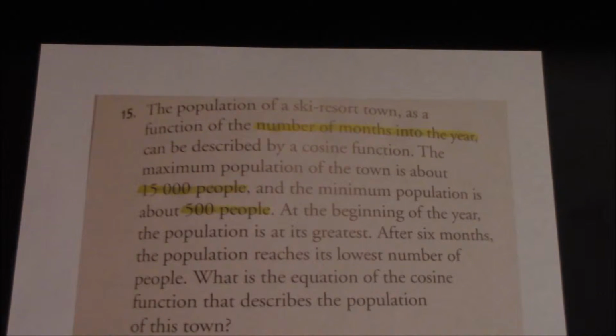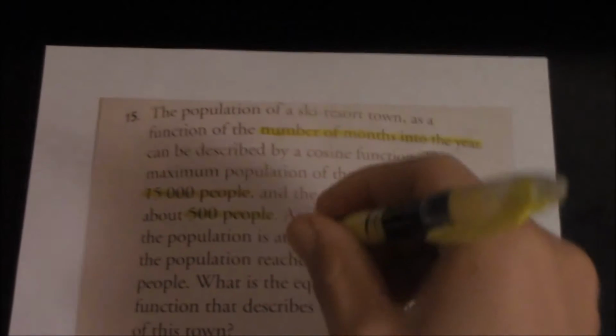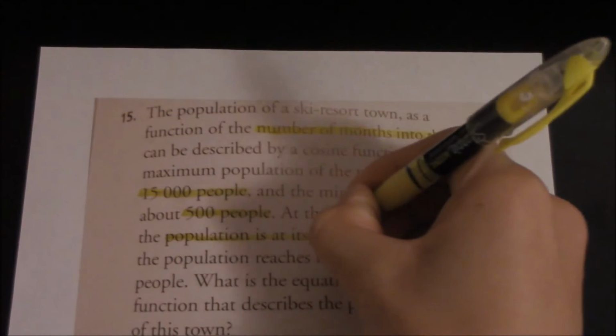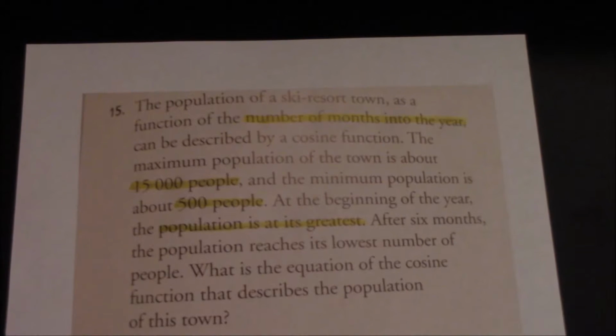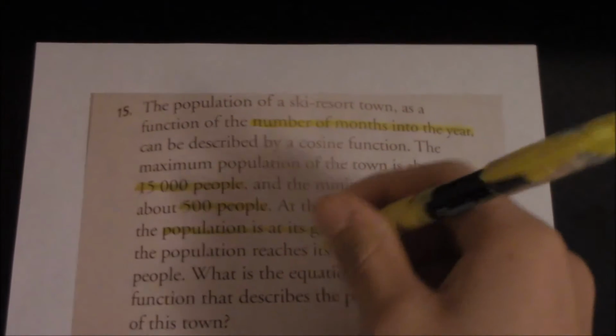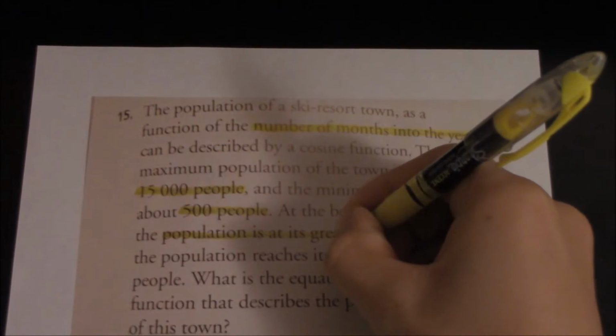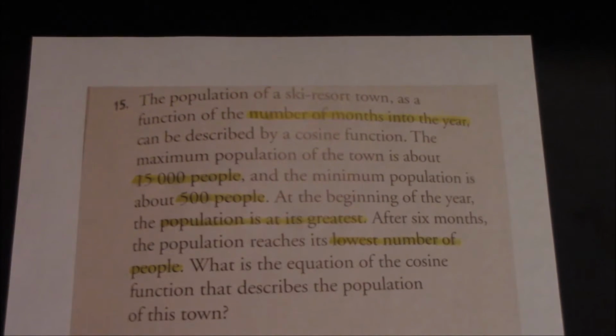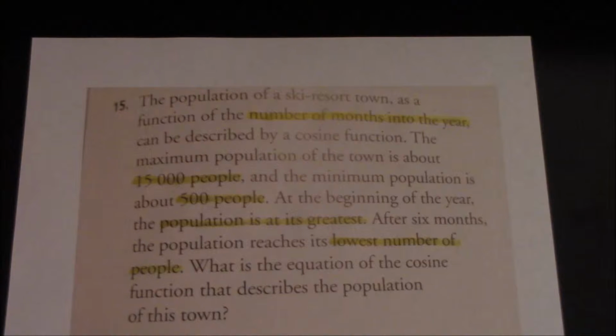At the beginning of the year, the population is at its greatest. This helps us know that it is a cosine function, because a positive cosine function without any transformations starts from the maximum and then decreases. After 6 months, the population reaches its lowest number. This also confirms that it is a cosine function, because halfway through one cycle of a cosine function, the cosine function is at its minimum.